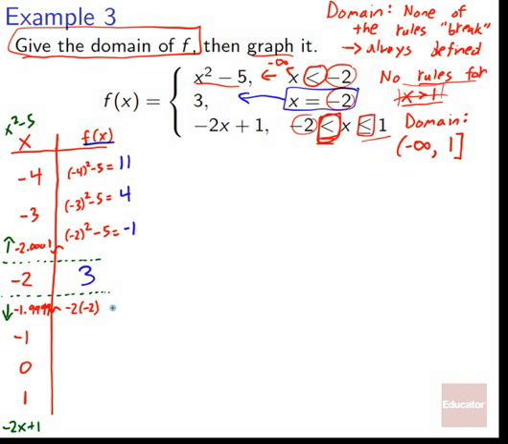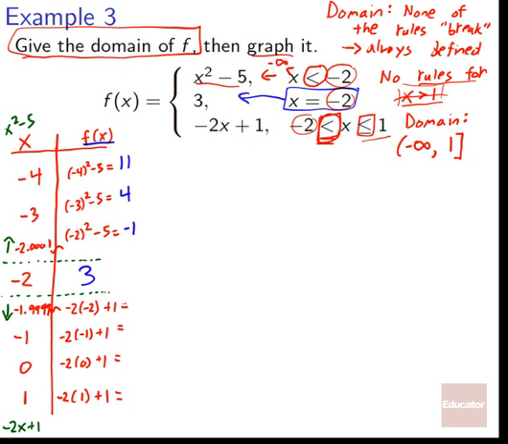So negative 2 plus 1, negative 2 times negative 1 plus 1, negative 2 times 0 plus 1, 1 times 0 plus... oh, sorry, not 1, whoops, sorry about that. Negative 2 times positive 1, I got that confused with the 1 above it. Negative 2 times 1 plus 1, what do those all equal?